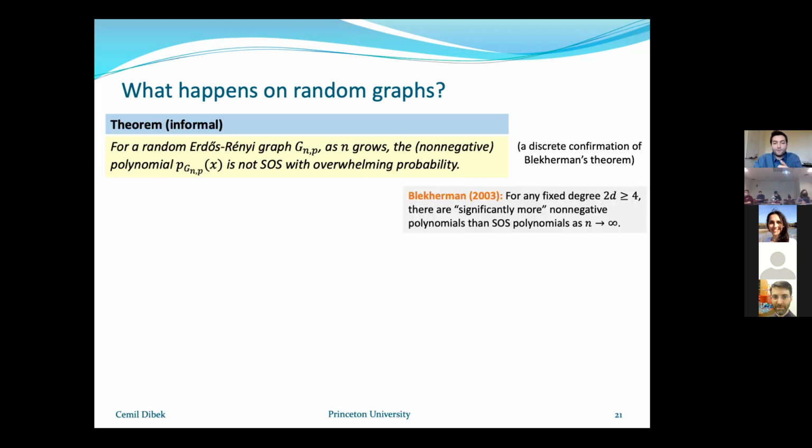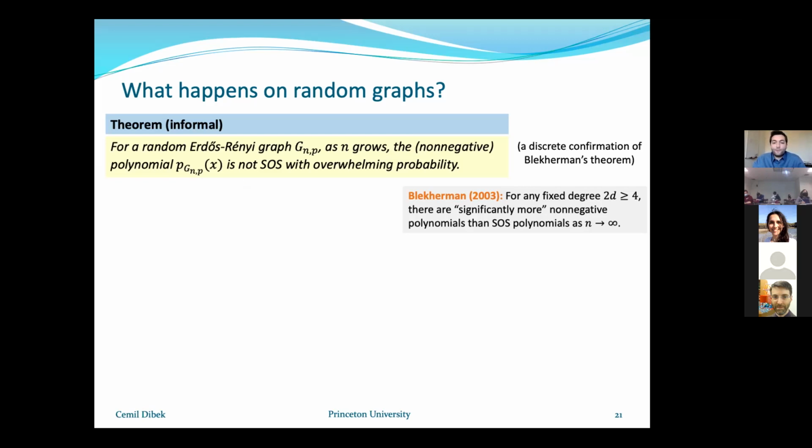So we know that all of these polynomials are non-negative, and we show that with very high probability, they won't be SOS as n grows. You can consider this as a discrete confirmation of Blekherman's theorem that I mentioned at the beginning. Blekherman's theorem says that if you fix the degree and let n go to infinity, there are many more non-negative polynomials than SOS polynomials. And something similar happens here. You fix the probability p and you let n go to infinity, then we show that these polynomials will be non-negative but not SOS with high probability. So there are many more non-negative but not SOS polynomials.